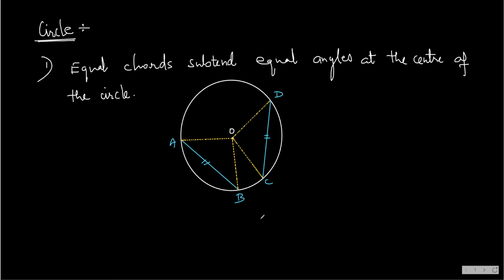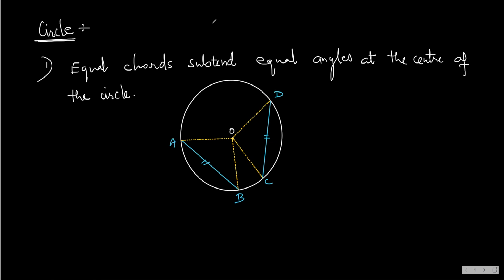We have already completed exercise 17A, and before we begin with exercise 17B, we will have to do certain important results. So this is the first important result. Some of the important results we will do, and then we will begin with the problem solving in exercise 17B. The first one is: equal chords subtend equal angles at the center of the circle.